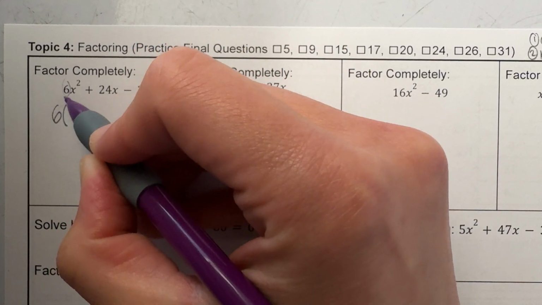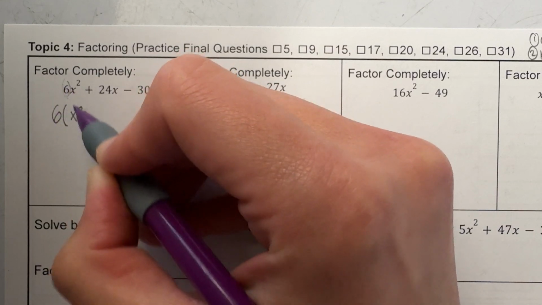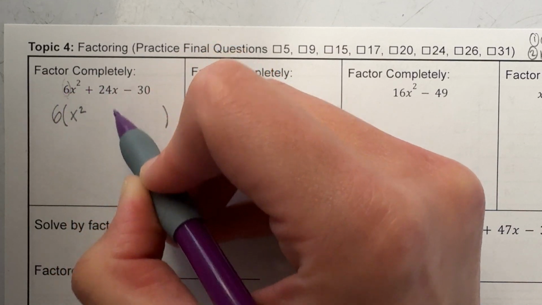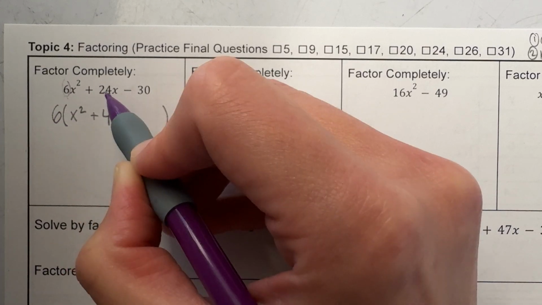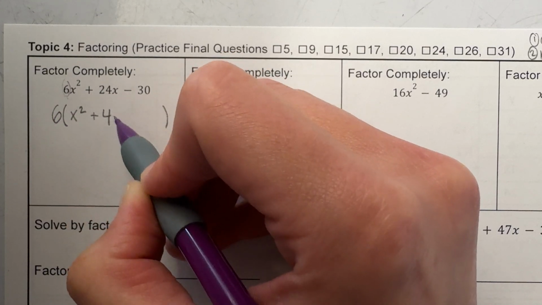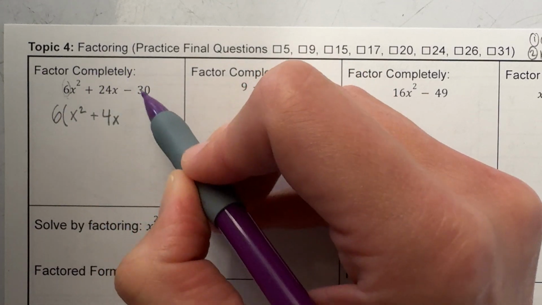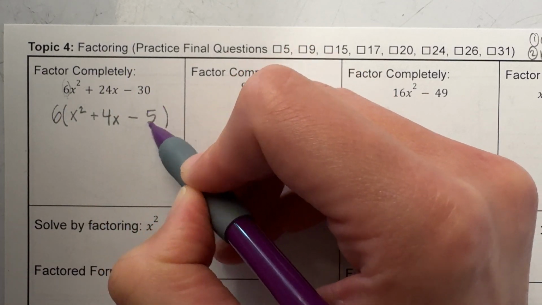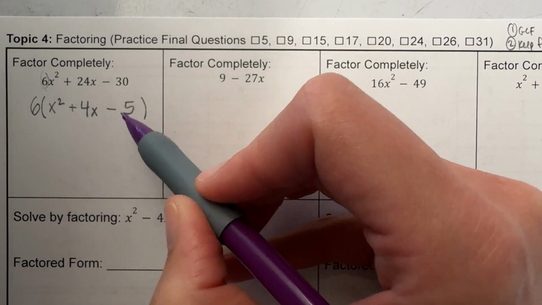And so 6 times what is 6x squared? Oh, 6 times x squared is 6x squared. 6 times what is 24x? Well, 6 times 4 is 24, and there's an x here, right? So 6 times 4x is 24x. And 6 times what is negative 30? Negative 5. Okay, so I've done the GCF, and now I just have to check, can I keep going?